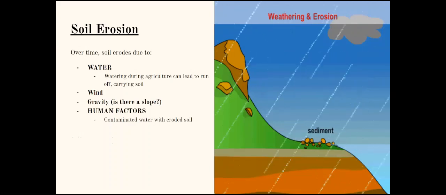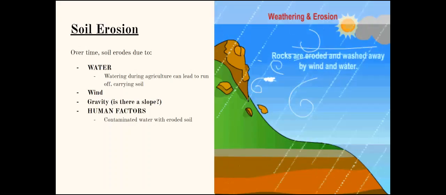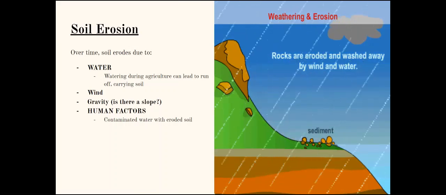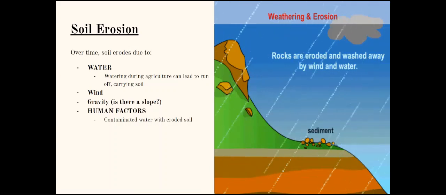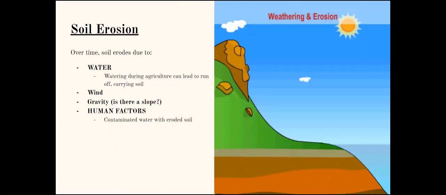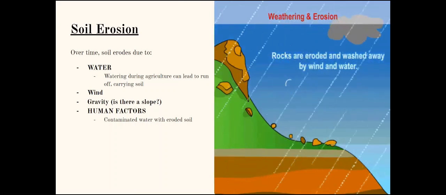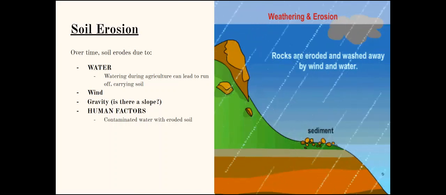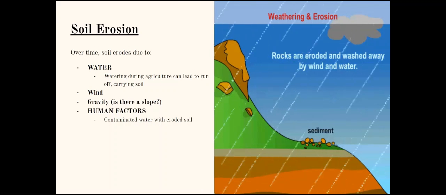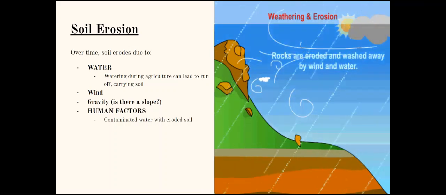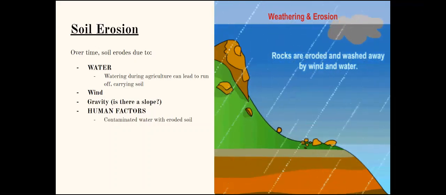Now, in terms of soil erosion, soil erodes over time due to many different things. First thing is water. Watering during agriculture or during rainstorms will lead to runoff carrying soil with it. Another big thing is wind. Wind will blow soil away, especially loose dirt. Gravity, as I said before, if there's a slope, it's going to cause the soil to fall and run off faster, as well as human factors. Human factors can affect water supplies because of eroded soil falling into it.